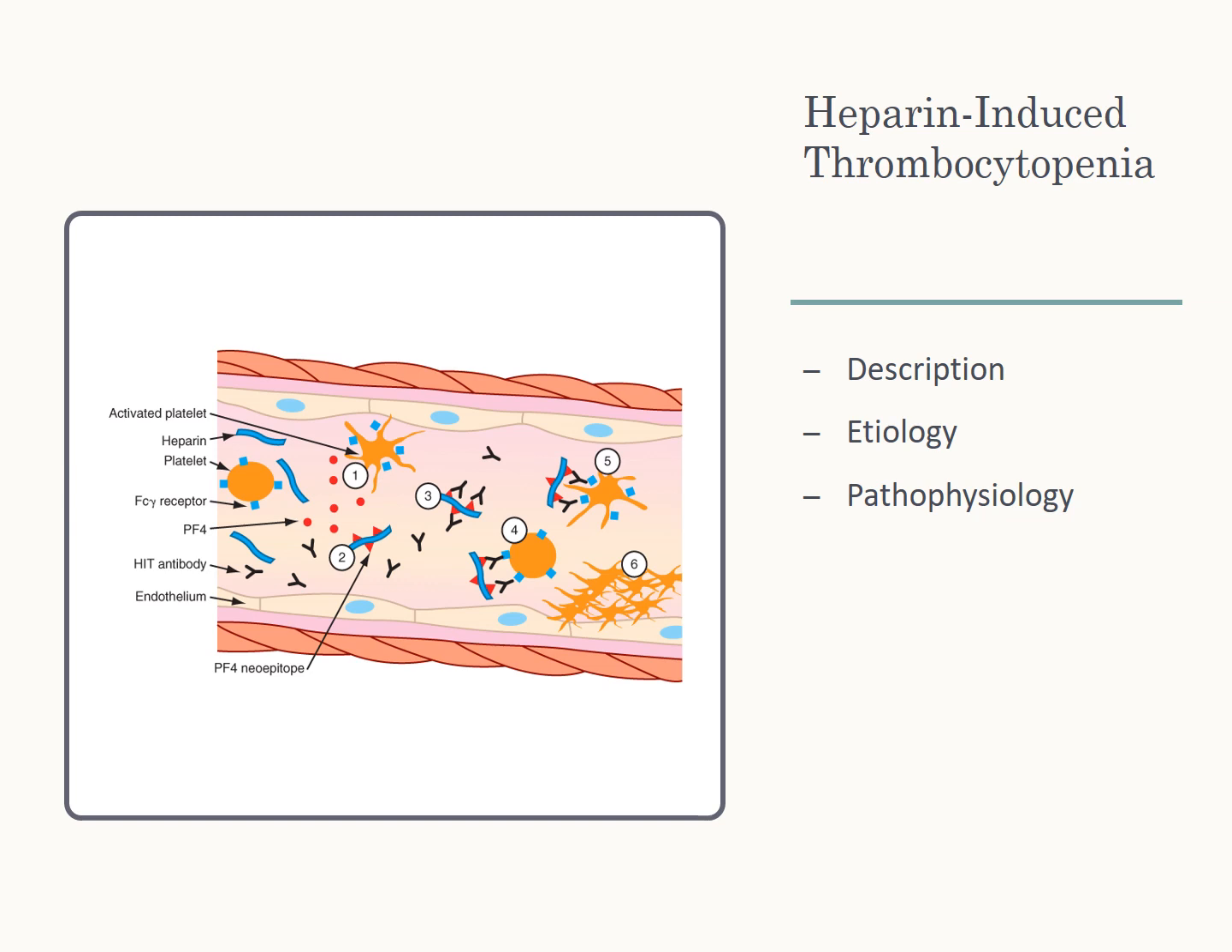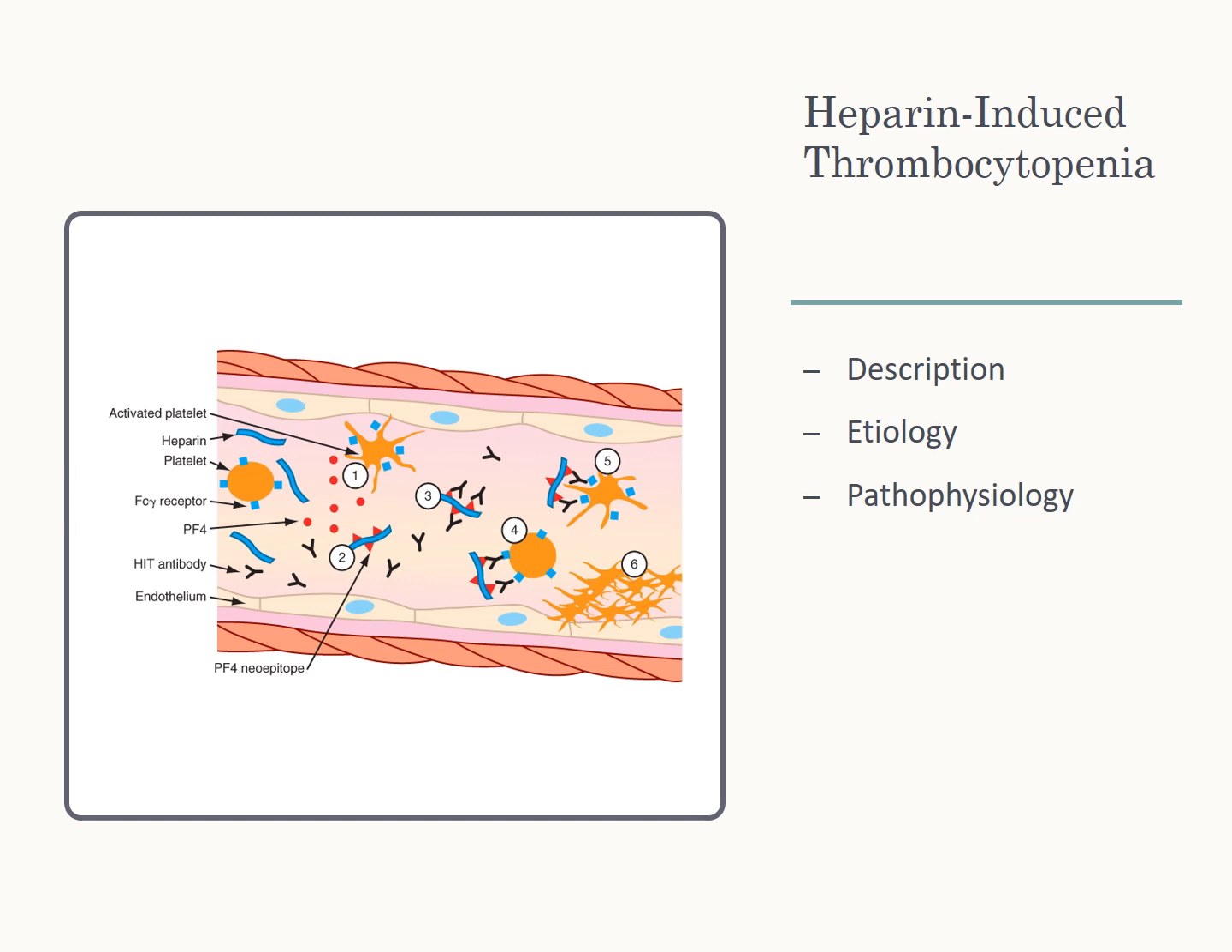So there is another type of thrombocytopenia that we are going to talk about. This one is specifically seen typically in the hospitals, and it's only seen in patients who have received heparin. So this is only a portion of our patients, but it's called heparin-induced thrombocytopenia.